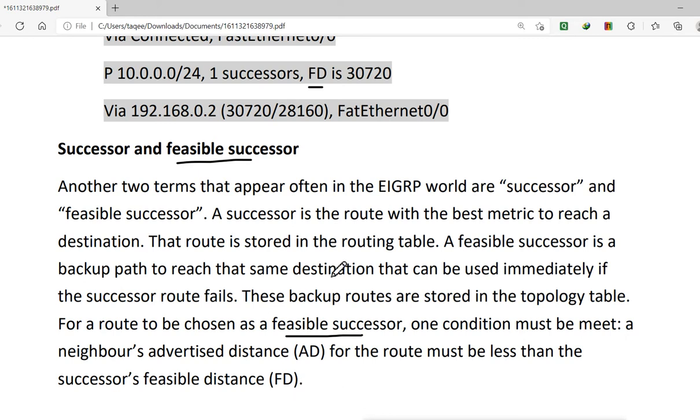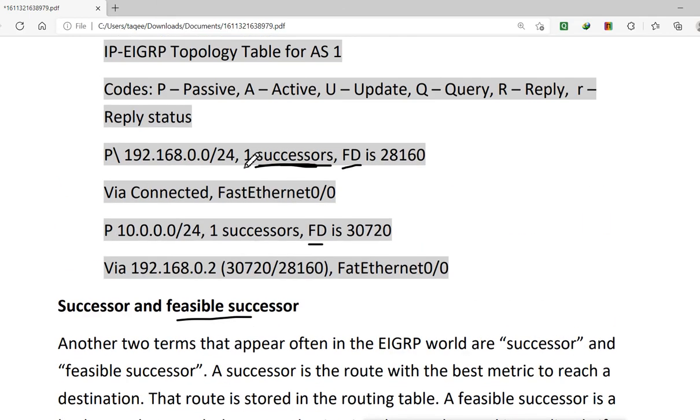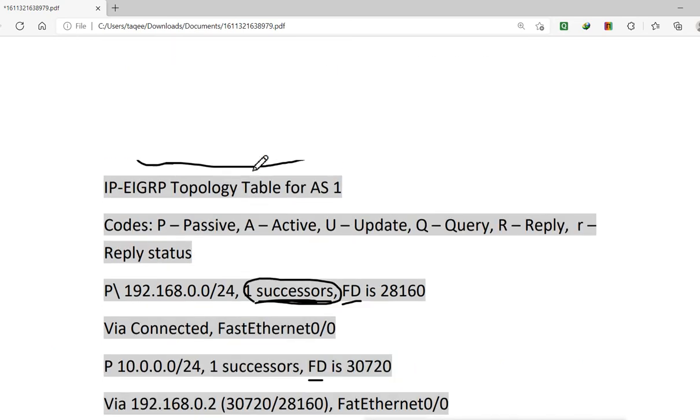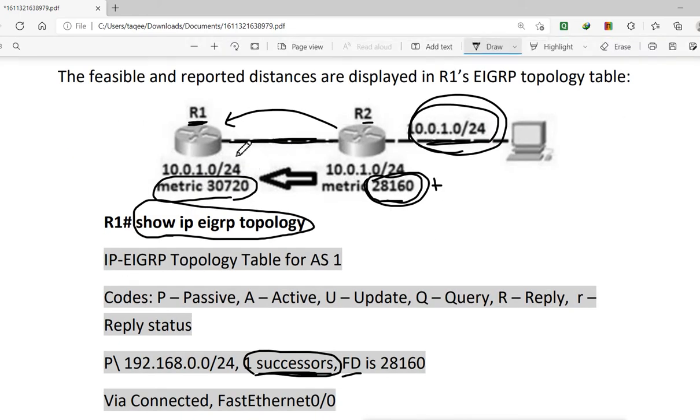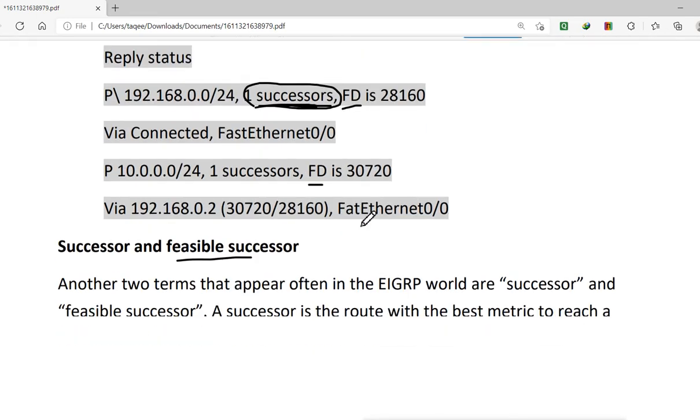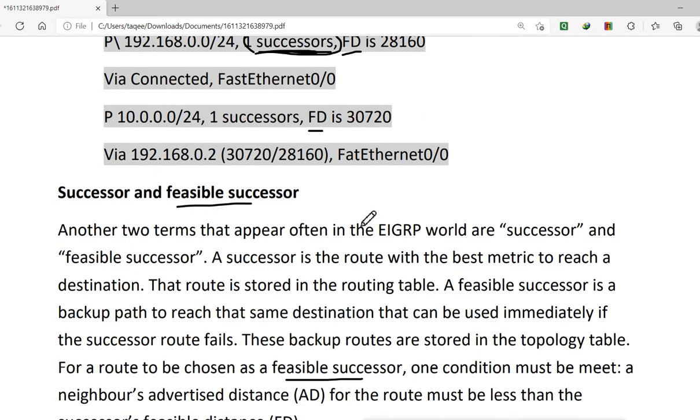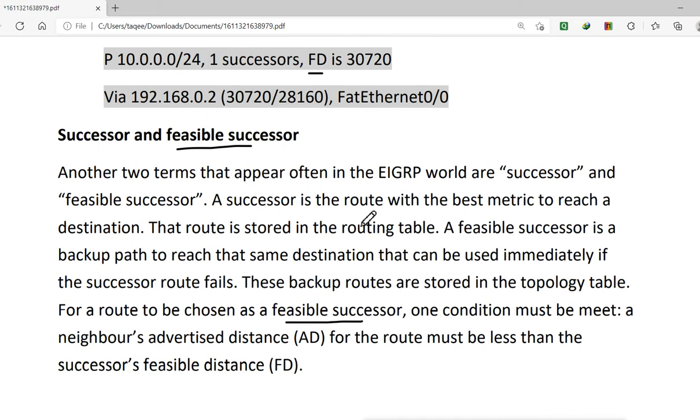You will see this in the topology table. You can see the successor and feasible successor. In this routing table, you see only the successor showing here, because there is only a single path. If you have multiple paths, then you will see the feasible successor and successor both in the topology table. But with a single path, you will see only the successor, which is added into the routing table.